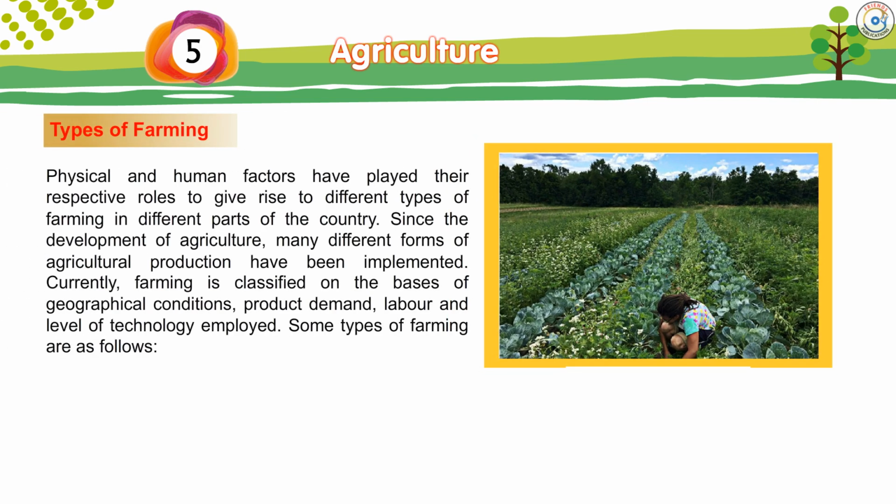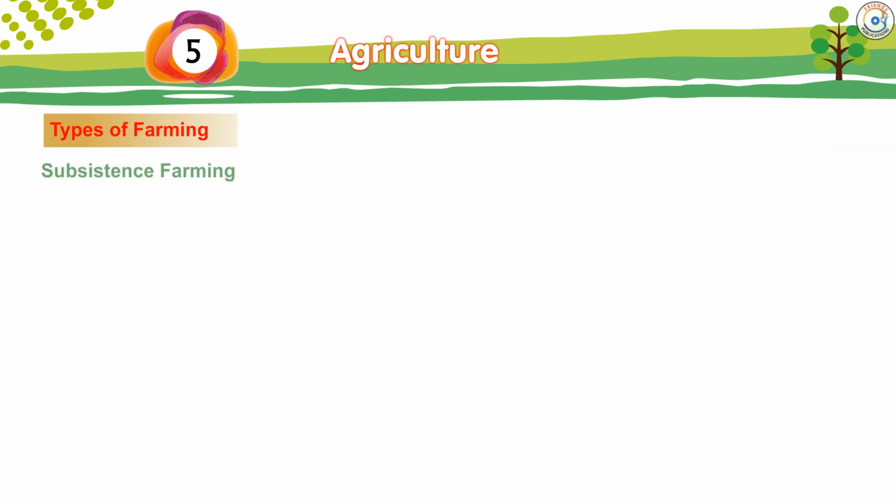Types of farming. Physical and human factors have played their respective roles to give rise to different types of farming in different parts of the country. Since the development of agriculture, many different forms of agricultural production have been implemented. Currently, farming is classified on the basis of geographical conditions, product demand, labor and level of technology employed. Some types of farming are as follows.